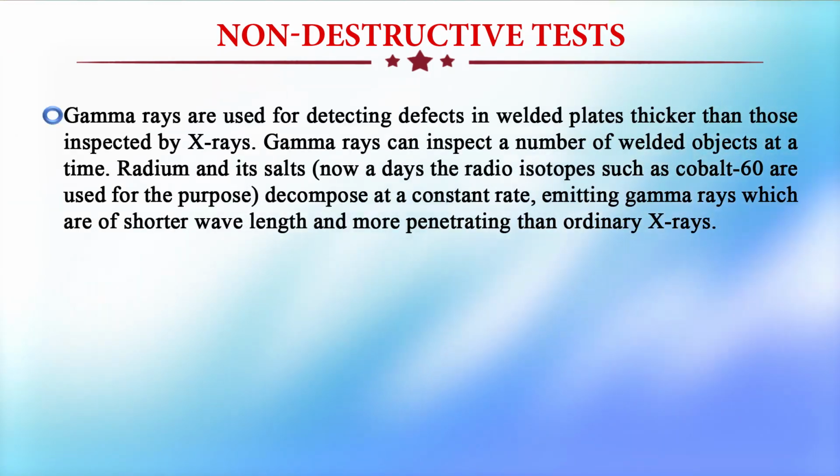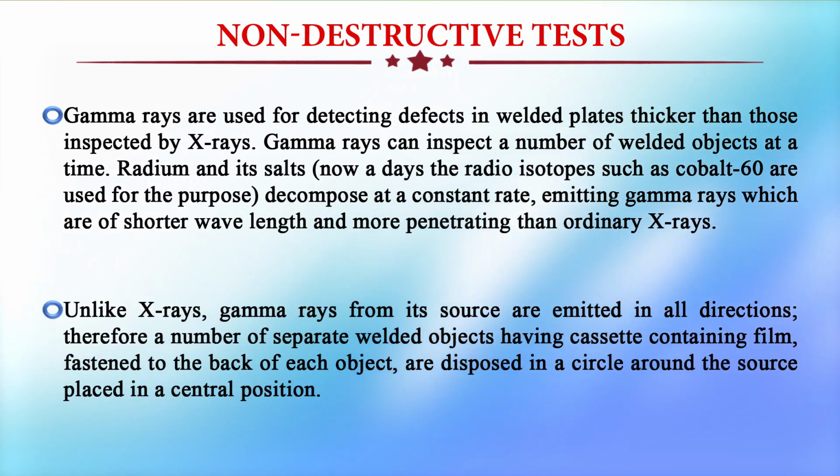Gamma rays are used for detecting defects in welded plates thicker than those inspected with X-rays. Gamma rays can inspect a number of welded defects at a time. Radium and its salts decompose at a constant rate, emitting gamma rays which are of shorter wavelength and more penetrating than ordinary X-rays. Unlike X-rays, gamma rays from the source are emitted in all directions.